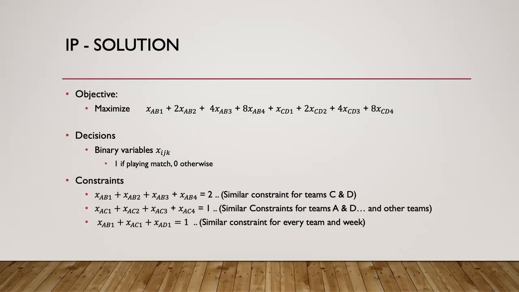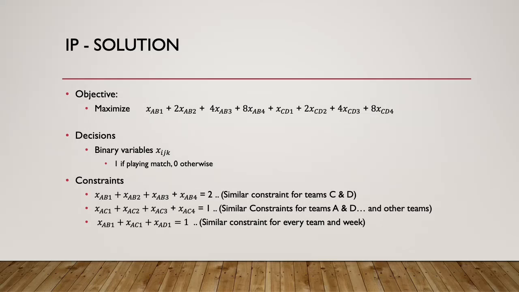And the formula of the constraint is: x_AB1, x_AB2, x_AB3, x_AB4, the sum of these 4 equals 2. That means A and B are in the same group, so they should play twice in 4 weeks. So across the 4 slots, this is set to 2. In the same way it goes for C and D, where x_CD1, x_CD2, x_CD3, x_CD4 sum to 2.